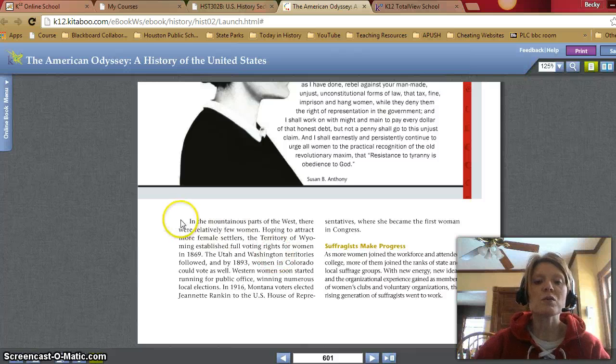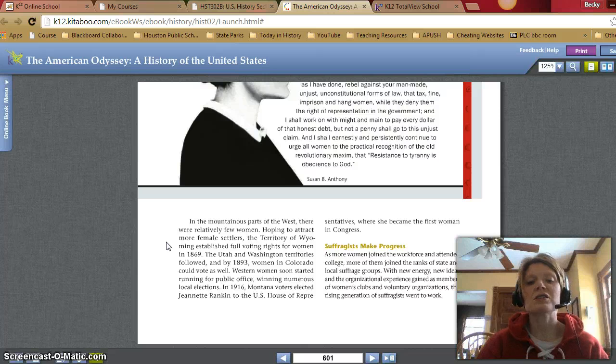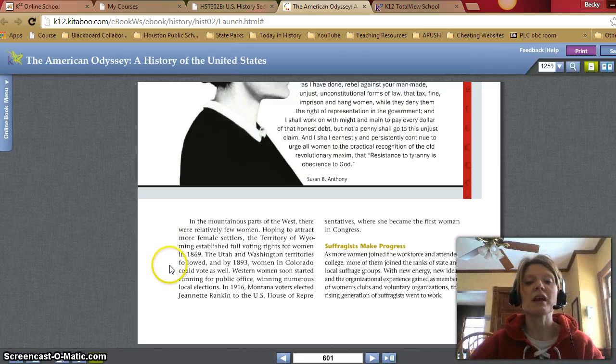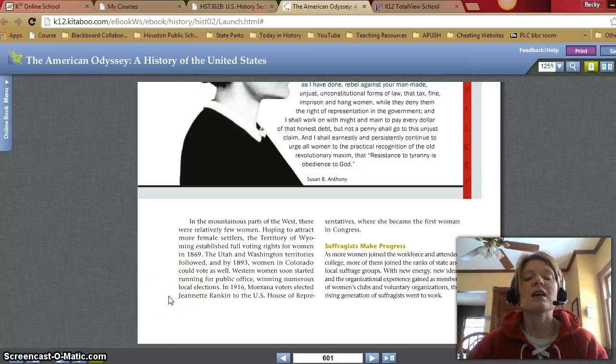In the mountainous parts of the West, there were relatively few women. Hoping to attract more female settlers, the territory of Wyoming established full voting rights for women in 1869. The Utah and Washington territories followed, and by 1893, women in Colorado could vote as well. Western women soon started running for public office, winning numerous local elections. In 1916, Montana voters elected Jeannette Rankin to the U.S. House of Representatives, where she became the first woman in Congress.